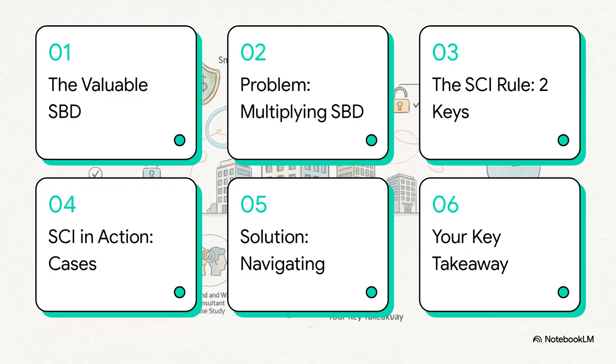Okay, so here's the game plan. We'll kick things off with the why, the incredibly valuable small business deduction. Then we'll get into the problem that the SBD created, which led to the SCI rule and its two key conditions. After that, we'll jump into some real-world case studies to see it in action, talk about the solution, and finally, we'll wrap up with the big takeaway for all of you.